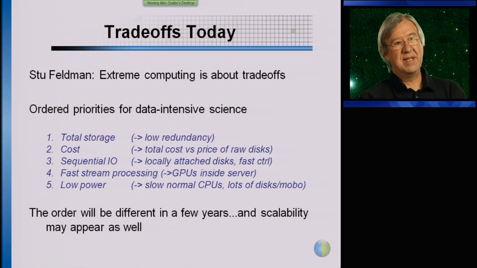The third component would be a fast enough sequential I/O, and I think today the only way to do this cheap is to have locally attached disks with fast controllers. Then we have to be able to process the data streams also fast enough. So once we build a fast I/O, then it doesn't hurt to have, for example, GPUs located directly inside the server. And then lastly, we do need to perform all this at low power. And of course, the order will be different in a few years. And also the scalability, how can this all be scaled to multi-petabytes is going to show up.